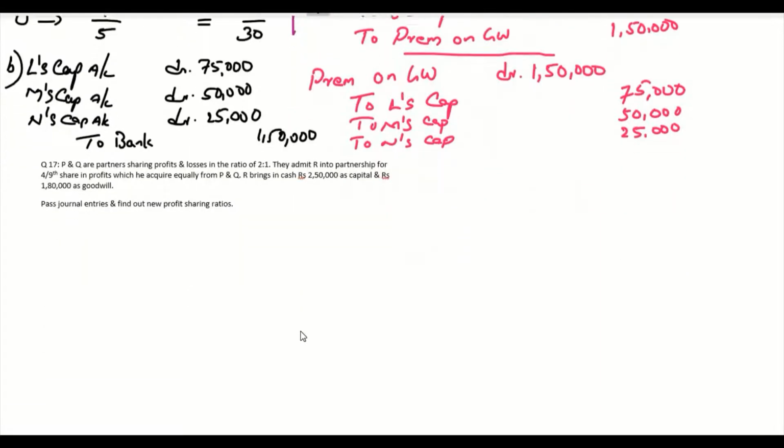Let's move to question number 17. P and Q are partners sharing profit and losses in the ratio of 2:1. They admit R into the partnership for 4/9 share in profits, which he acquires equally from P and Q. R brings in cash rupees 2,50,000 as capital and rupees 1,80,000 as goodwill. Pass journal entries and find out the new profit sharing ratio.